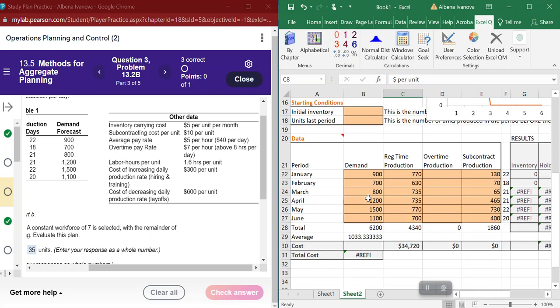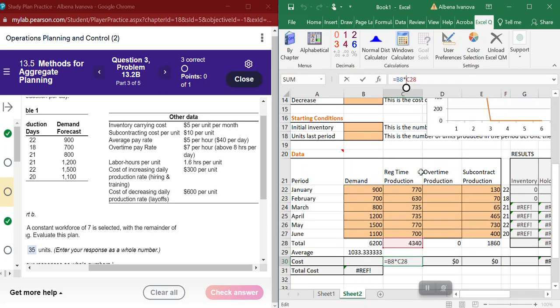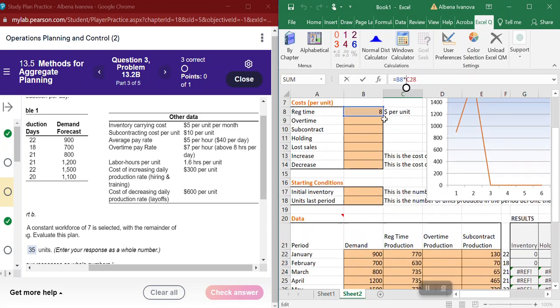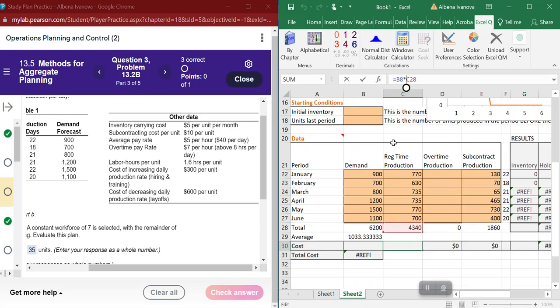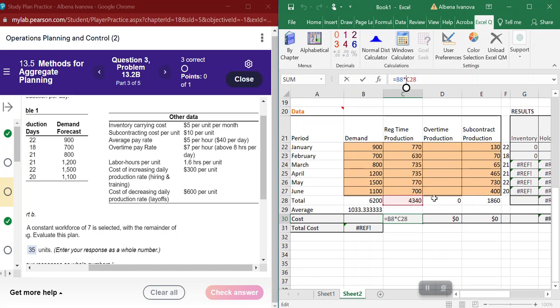And I am going to multiply this by the total units produced. And here actually we have the regular production time per unit, production cost per unit by the number of units. So the total labor cost or production cost will be $34,720.